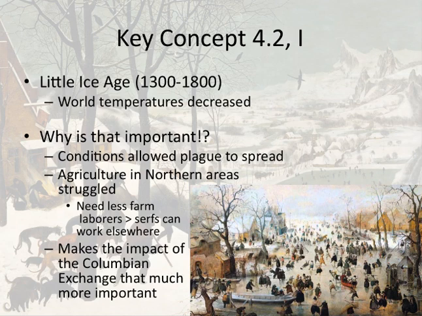It also makes the impact of the Columbian Exchange that much more important, because during this time period, Europe is not able to grow their common crops that they had been growing before, so they introduced new crops that can grow in colder weather, like the potato.